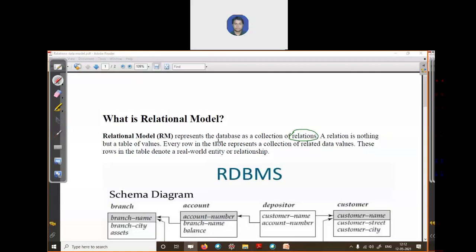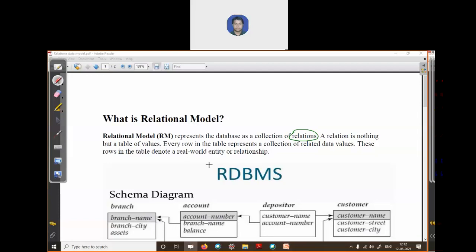Okay, a relation is nothing but a table of values, and every row in a table represents a record. These rows in a table denote one real-world entity. Suppose we are creating a student table, so each row represents a student. A student is one entity. Or suppose we have a department table. In this table there are n entries of departments, and each department is one entity.